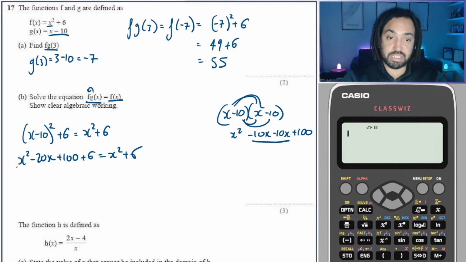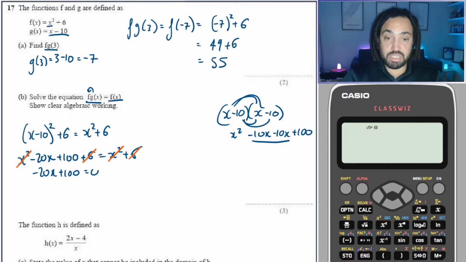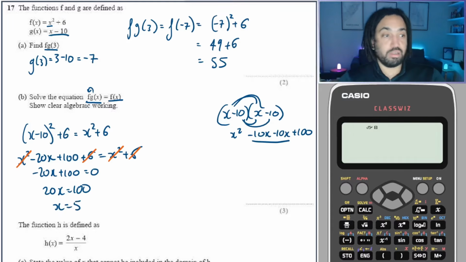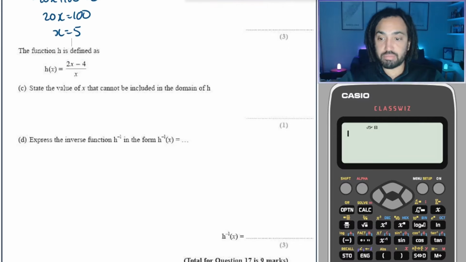Okay, solving an equation. Let's subtract x squared from both sides. Let's subtract 6 from both sides. So what have we got left? We've got minus 20x plus 100 equals 0. So 20x equals 100, so x equals 5. Job done. Okay, let's scroll down a little bit.